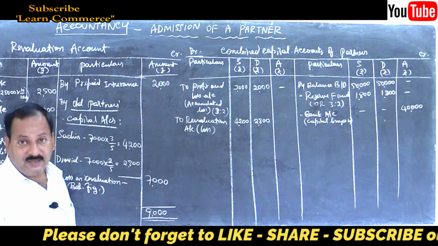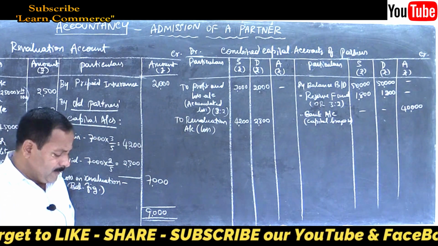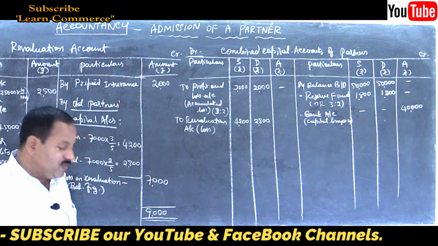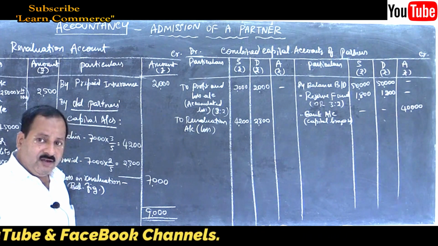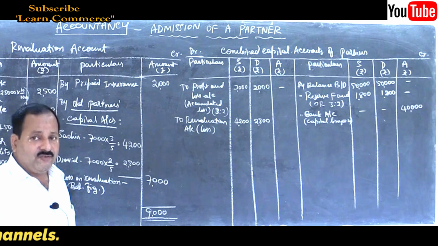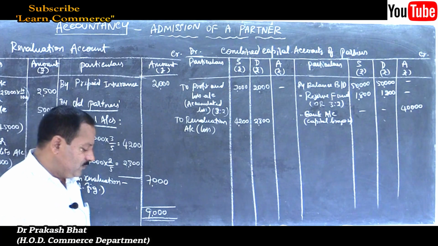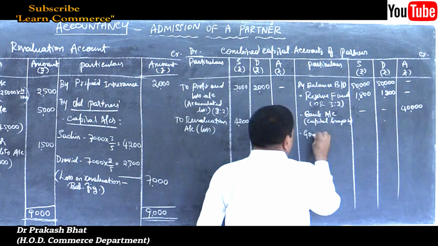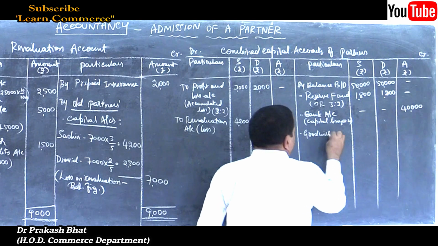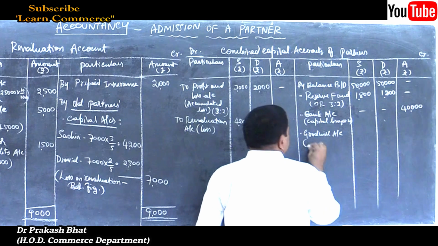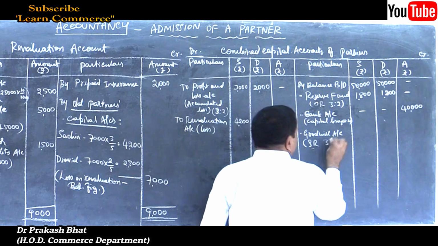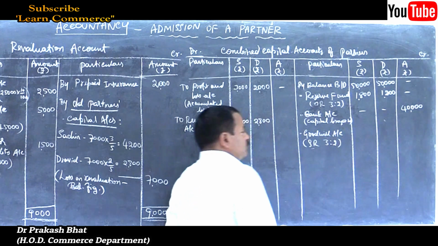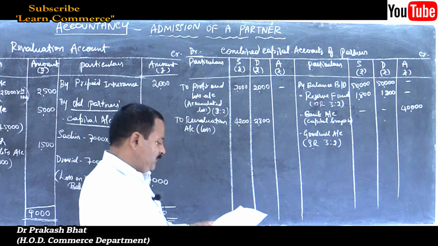Yes, goodwill is there. Goodwill brought in by the new partner should be distributed among old partners in their sacrifice ratio. So entry will be goodwill account debtor to old partners capital account. So by goodwill account, sacrifice ratio 3:2. Distribute among them how much?